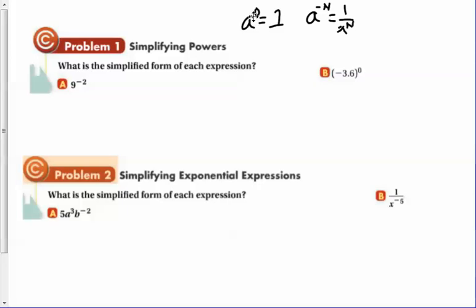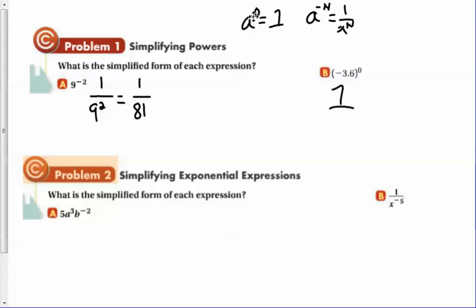All right, so let's go through a few things. It's very easy. So, simplifying powers. What is the simplified form of each expression? So 9 to the negative 2, I can write that as 1 over 9 squared. So 9 squared is 81, so that's 1 over 81. Negative 3.6 to the 0, that's easy. That's 1.